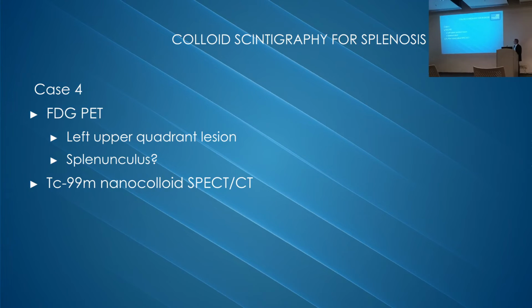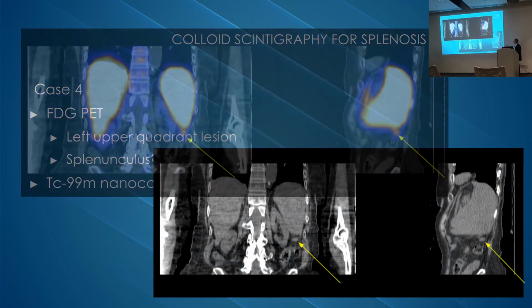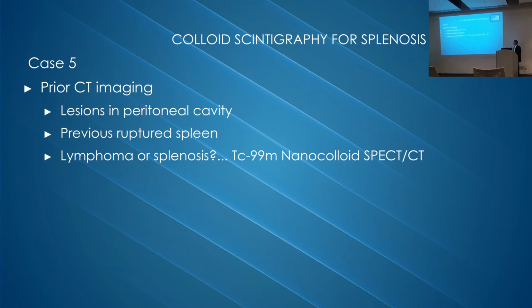Case 4, this time the prior imaging is FDG PET, and this is another incidental finding. There's a left upper quadrant lesion. Query splenunculus, nanocolloid imaging. Here's the CT. I think we know what's coming. Uptake in the lesion just below the spleen there. Altogether, 1, 2, 3, splenunculus. Excellent, thank you very much.